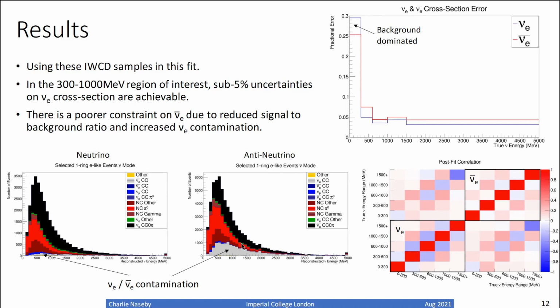The reduced constraint on the antineutrino is due to the increased contamination present in this sample. We have a large background of electron neutrino events in our electron antineutrino sample, and this limits the power of this sample to constrain the antineutrino cross-section. In addition, we have some relatively strong positive correlations between the electron neutrino and antineutrino parameters, and this acts to reduce the uncertainty in the ratio of the two, which is ultimately what affects CP sensitivity.